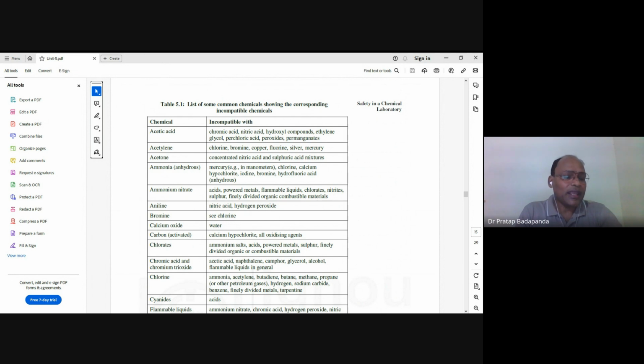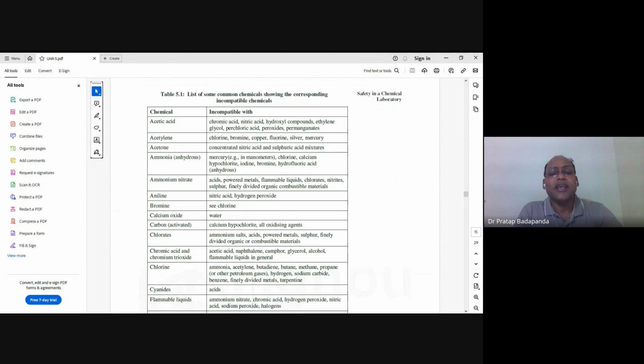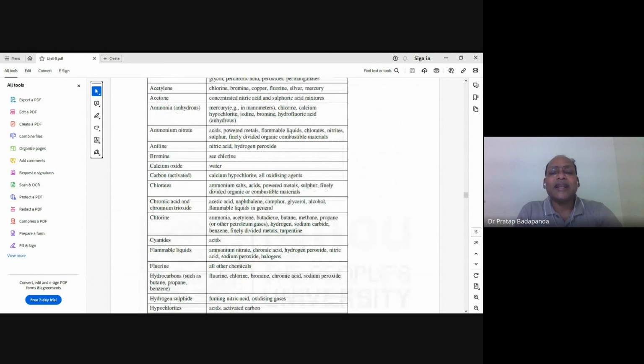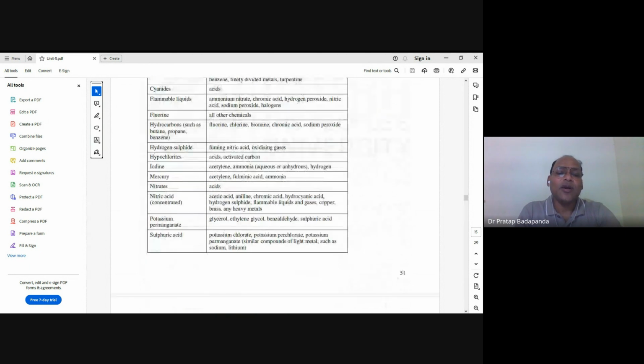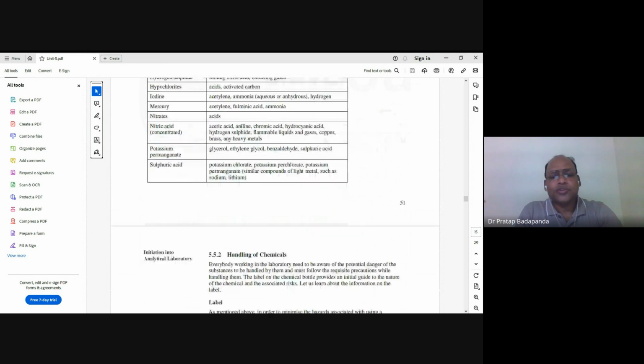So being a chemical analyst, you should understand where you have to keep which chemical, and where we should not keep it. This is the compatibility. Acetic acid should not be kept with these particular things. If we come to aniline, nitric acid and hydrogen peroxide should not be kept with these things. Aniline somewhere else, nitric acid, hydrogen peroxide somewhere else. You cannot store them in a particular area. Potassium permanganate, glycerol, ethylene glycol, benzaldehyde, sulfuric acid, you cannot keep together. So these are the things.